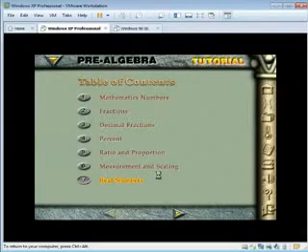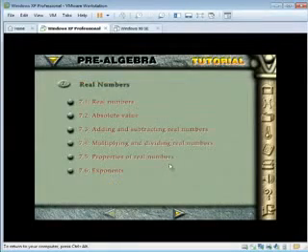Welcome to the tutorial room. Select a topic, Chapter 7, Real Numbers.